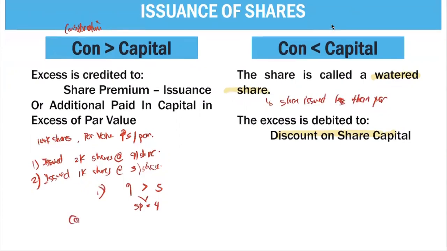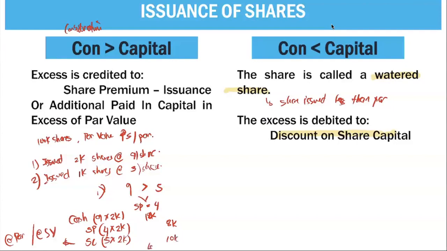So to account for it, we have issued it for cash consideration, let's say, at 9 pesos per share times 2,000 shares, 18,000. And then we credit it to share premium for the difference. 4 multiplied by 2,000, 8,000. And we credit share capital at par. Take note, share capital should always be recorded at par, if there's no par, at stated value. So share capital, 5 multiplied by 2,000, so 10,000. So if the consideration is greater than the par or the capital, we place it on your share premium.